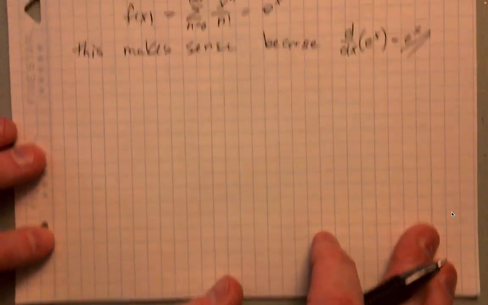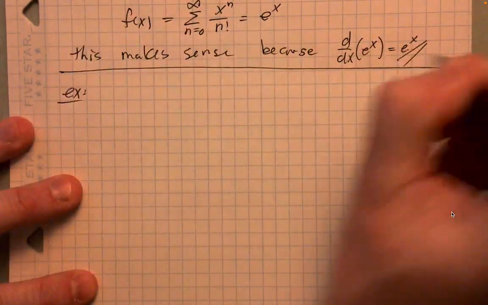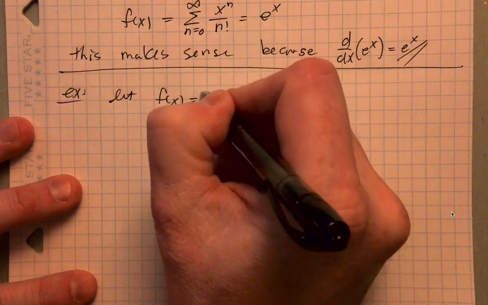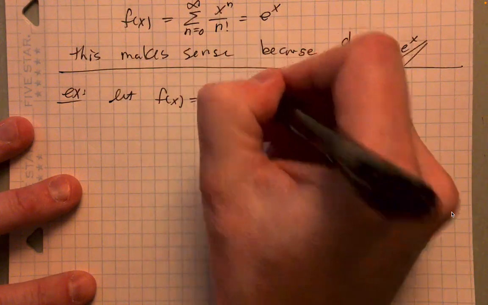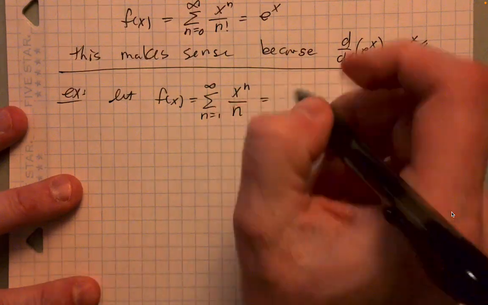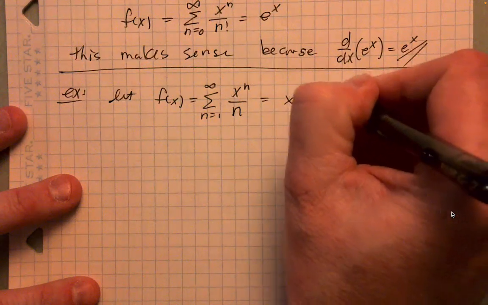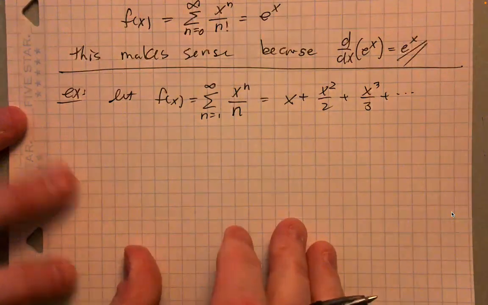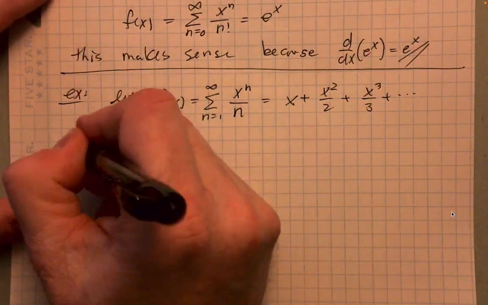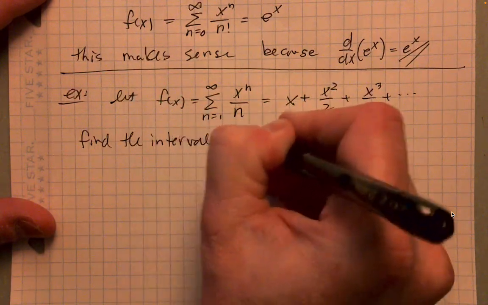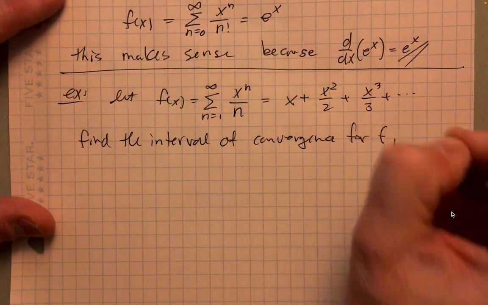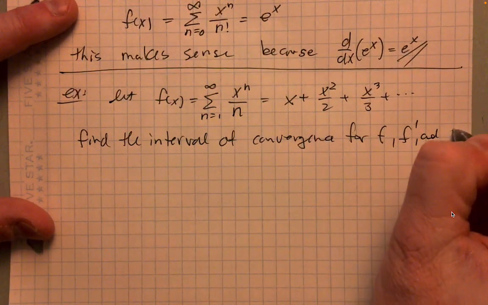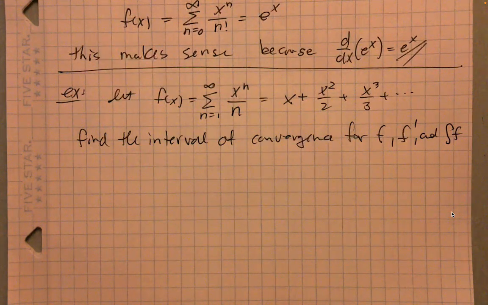Let's take another example. Let f of x equal the sum from n equals 1 to infinity of x to the n over just n this time. So in this case, the series looks like this: x plus x squared over 2 plus x cubed over 3 plus dot dot dot. For this one, let's find the interval of convergence for f, but also for f prime and the integral of f. The point of this exercise is to see, at least in this case, how the radius can be the same for all three of these functions, but the endpoints may vary.